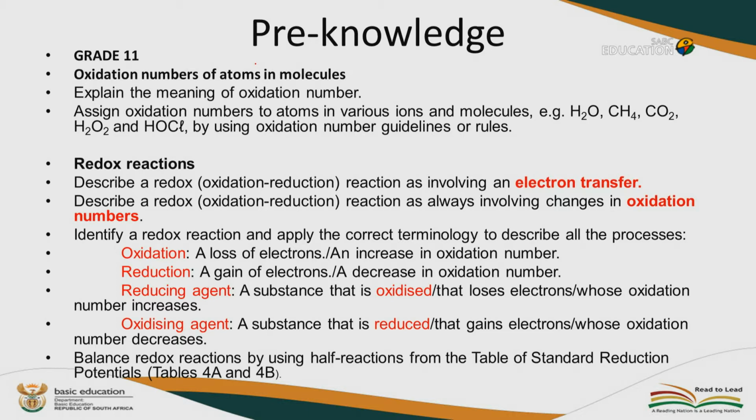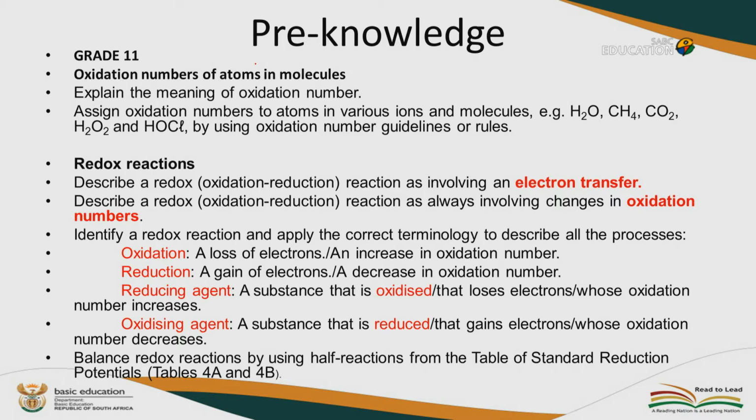The pre-knowledge. All the definitions that I've mentioned were the pre-knowledge that we did last year in grade 11. However, the pre-knowledge that you must have before you start this lesson is that you must know what we mean by oxidation numbers. You must be able to calculate the oxidation numbers, and you must also be able to assign oxidation numbers of different molecules and compounds.